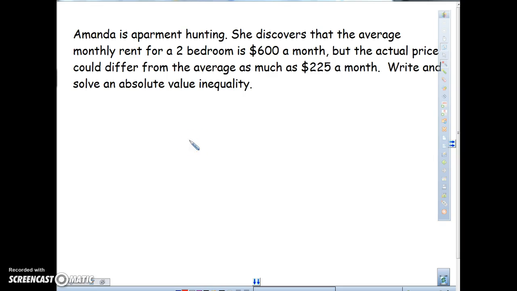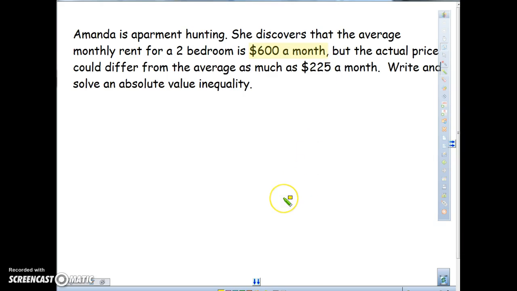And so what's in common would be the middle, since it's in our "and" statement. Okay, so for our last problem in this section, we're going to do a word problem. And remember, as you read it, underline what's important. Try to pick out the important things. So the first thing it says is Amanda's apartment hunting. Not an important sentence as far as our math problem goes. It says she discovers that the average monthly rent for a 2-bedroom is $600 a month.